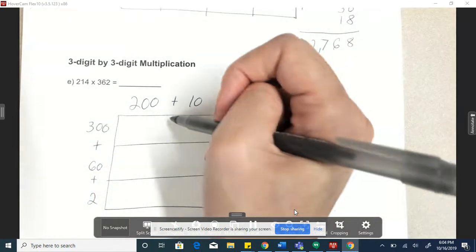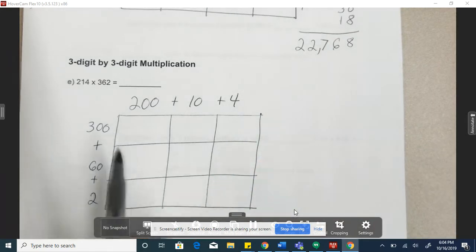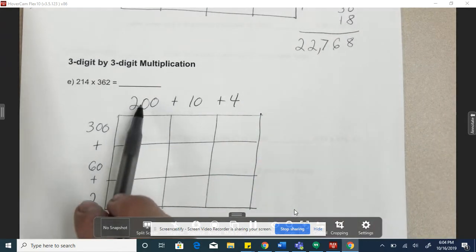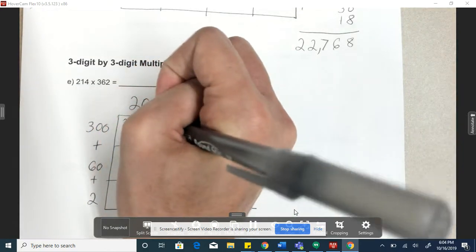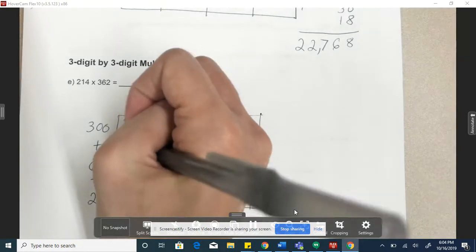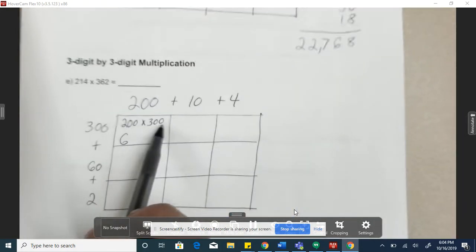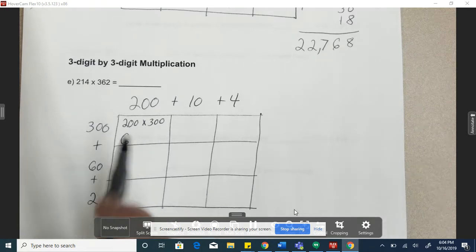All right, wherever there's an addition sign, I'm drawing my lines to break apart my large square. Starting here in the left-hand corner, 200 times 300. Let's see, 2 times 3 is 6. Hundreds times hundreds is 10,000. So the 6 needs to be in the 10,000s place.